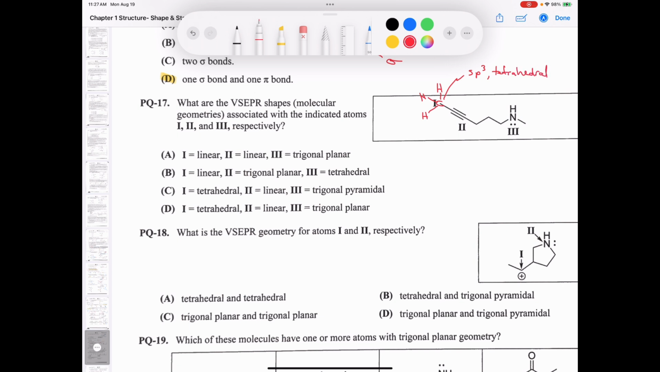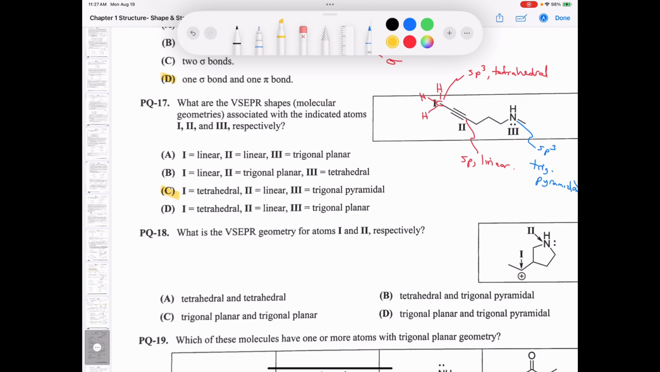Tetrahedral, okay? If we look at carbon number 2, it's got a single bond and a triple bond, which means it's sp hybridized, and it is linear. And then the nitrogen, number 3, the lone pair is localized, so therefore the nitrogen is sp3 hybridized. Remember, the lone pair is not participating in resonance. So you've got 3 single bonds, 1 lone pair. That would mean it's trigonal pyramidal. Anyhow, I can't really squeeze that in there. But anyhow, that's going to be C.